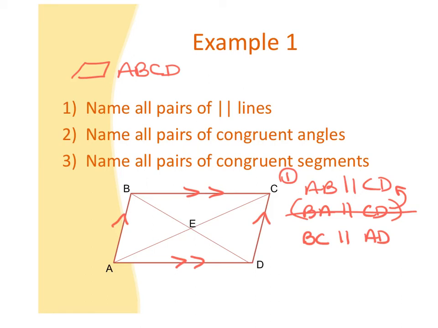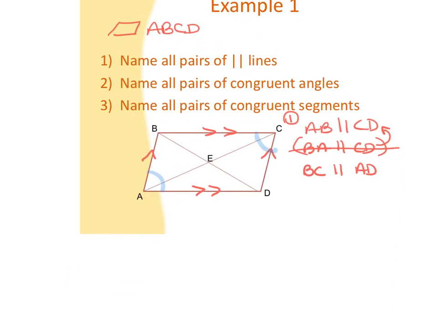Now, for the congruent angles, however, there's a bunch. By our theorems we just learned, opposite angles in your parallelogram are congruent. I can't just call this angle A and angle C because there's more going on here, so I need to name these angles with 3 letters. For question number 2, I'm going to call this angle BAD, which is this one right here, congruent to BCD.